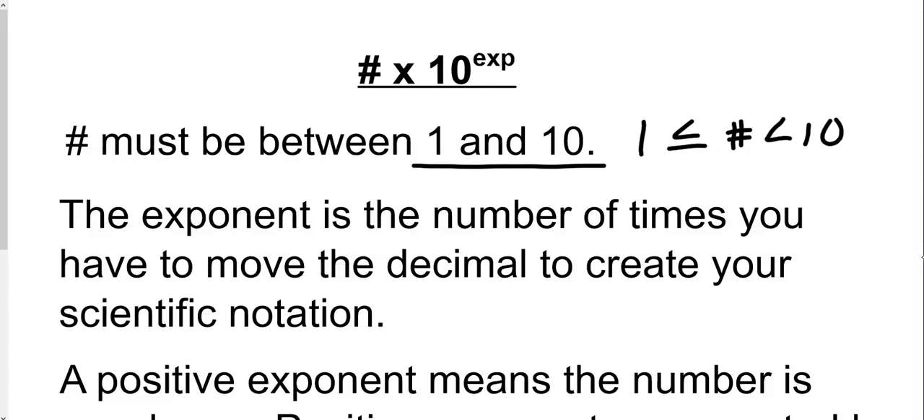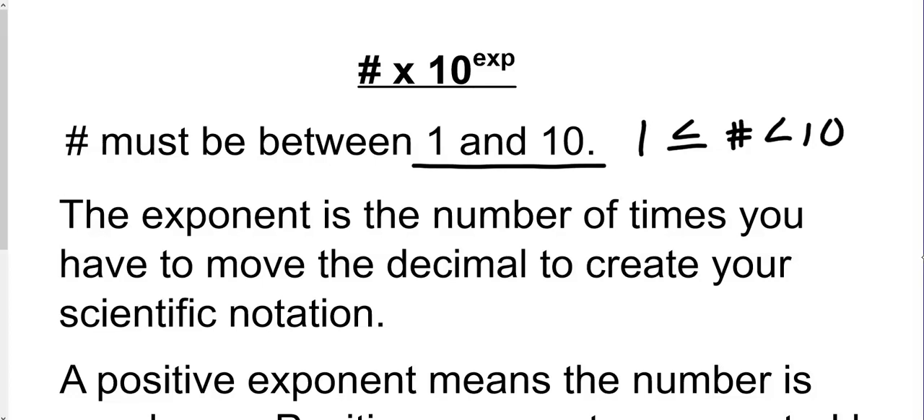So like if your number is 0.5, 0.5 is not between 1 and 10. You'll have to do some fixing. But 1.05, now that's between 1 and 10. If my number was 10.75, that's not a scientific notation number because the number is bigger than 10. If I had 9.89, that's okay because 9.89 is between 1 and 10.